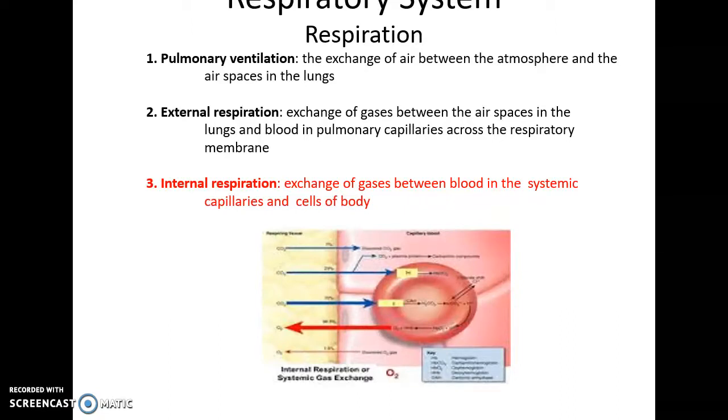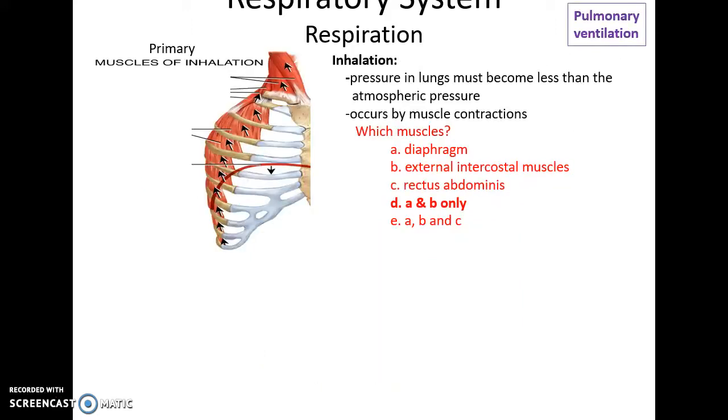Internal respiration is the gas exchange between the capillaries throughout the body and the interstitial fluids surrounding the cells of the body. So the gas exchange, the movement of carbon dioxide into the bloodstream and oxygen out in the tissues throughout the body.